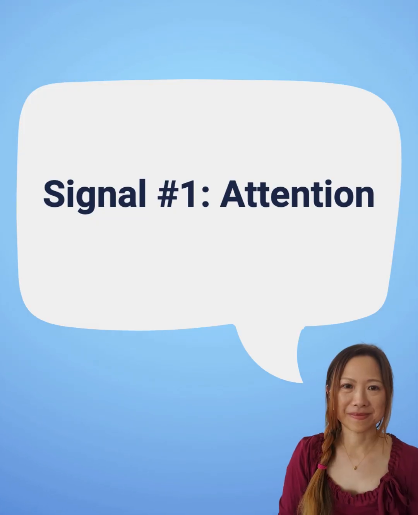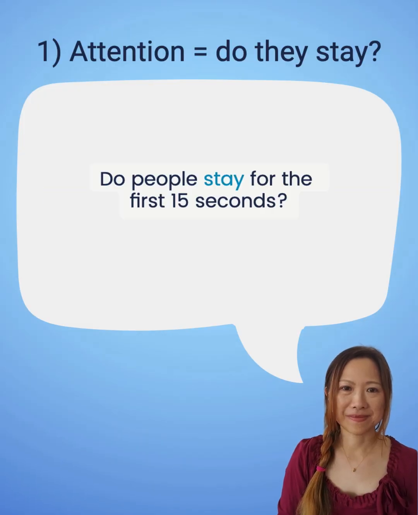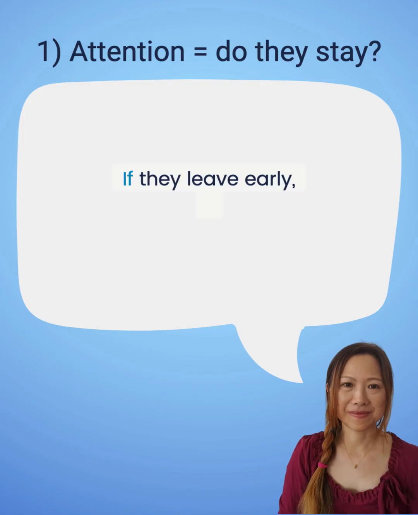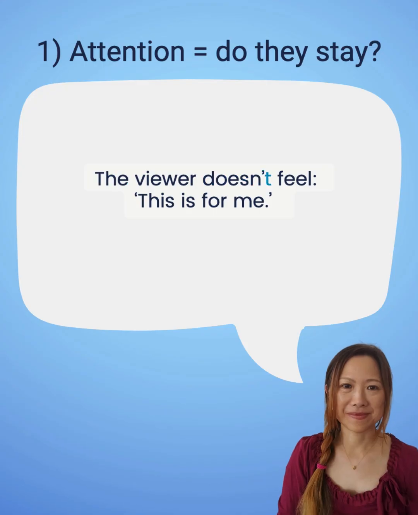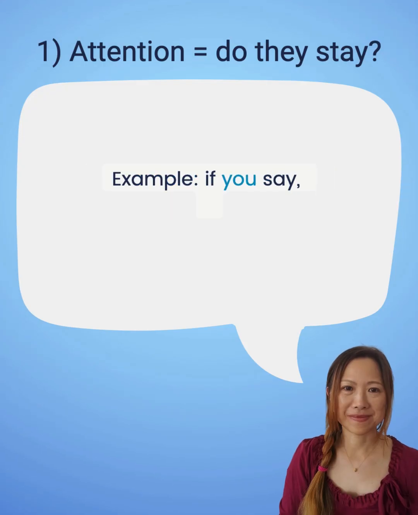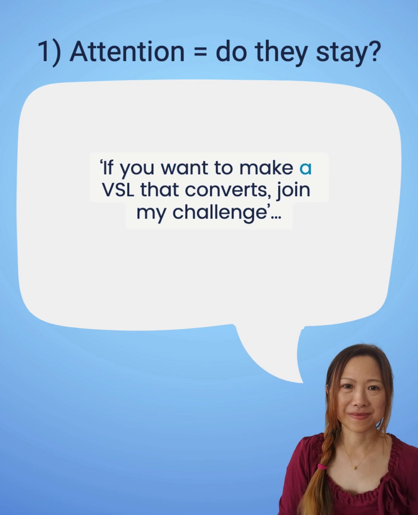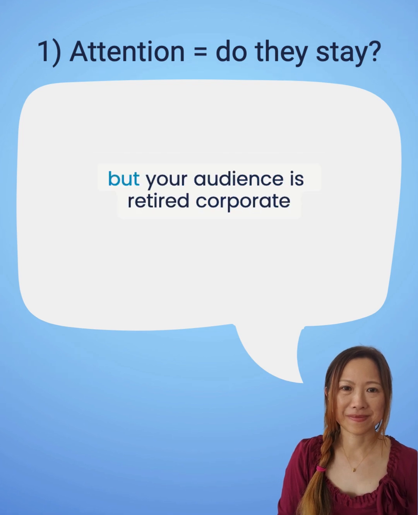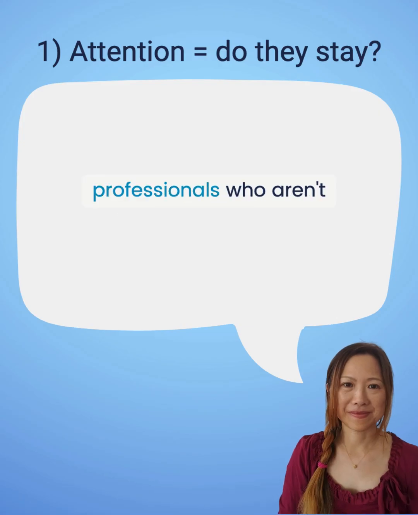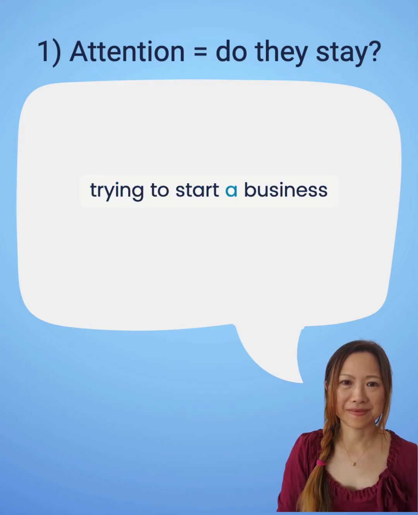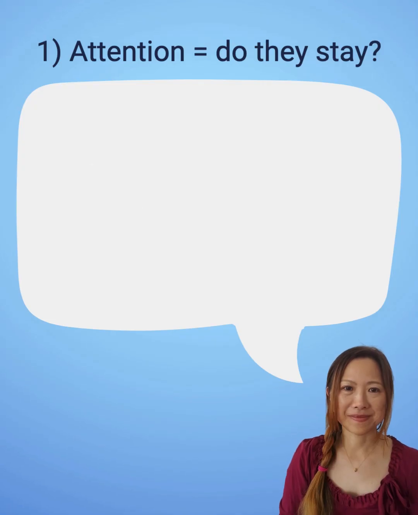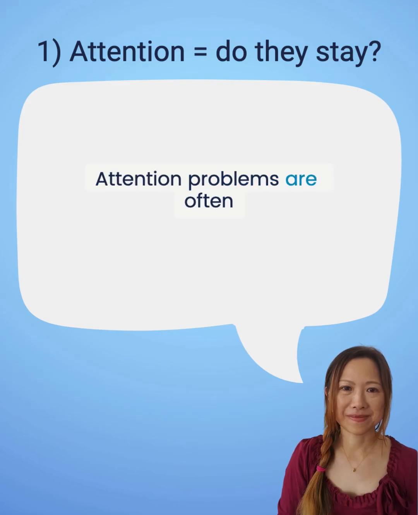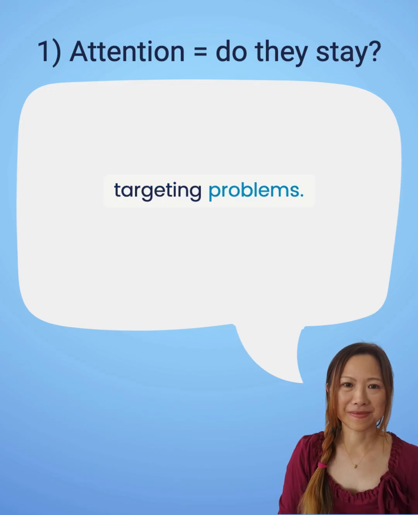Signal number 1 is attention. Do people stay for the first 15 seconds? If they leave early, your first line isn't aimed enough. The viewer doesn't feel, "This is for me." Example, if you say, "If you want to make a VSL that converts, join my challenge," but your audience is retired corporate professionals who aren't trying to start a business, it won't land. It's not that your VSL is bad, it's aimed at the wrong person. Attention problems are often targeting problems.